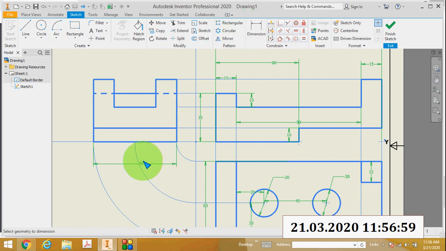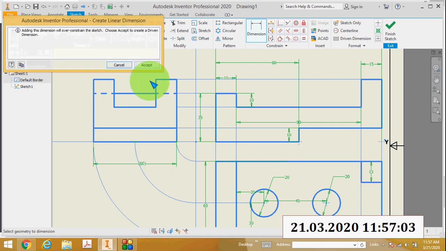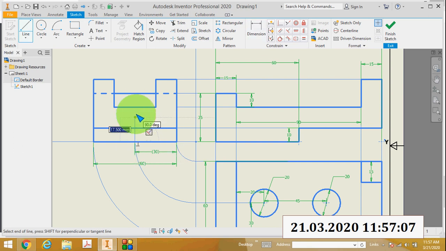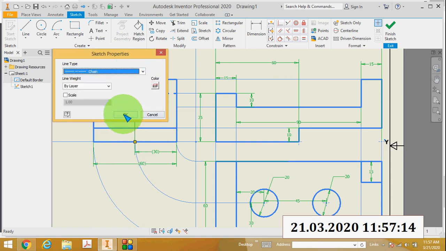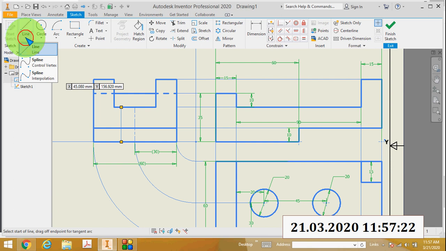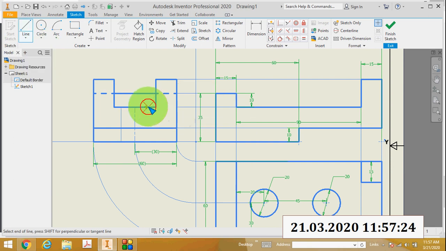So you can see what about this distance? This distance is 30. Okay, you can see this distance is 30. This distance is 30. That is the center line. So from this line draw a line. So the center line is represented as an axis line, that is a chain line. Okay, then you can draw two lines up to here. Okay, two lines that represent the hole.